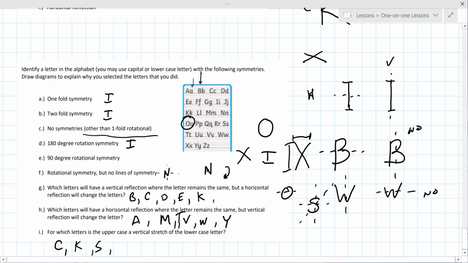U's got a little tail. V looks good. W looks good. X looks good. Looks good, yeah. C.